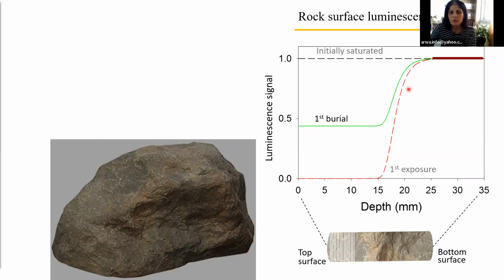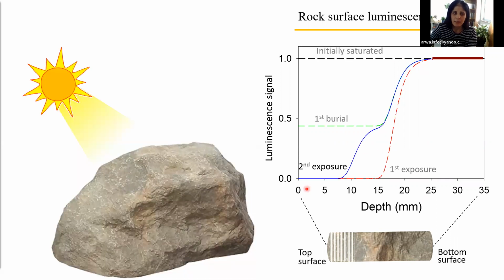This part, the green part, shows that the rock has previously been exposed to light and then covered again to build its energy again. If the rock is exposed for a second time to sunlight, then it will start again to lose its energy, and then we will have a new shape of the profile. The new shape of the profile shows the previous events also recorded into it. Here is the last exposure to light. Here is the first burial, and here is the first exposure to light.